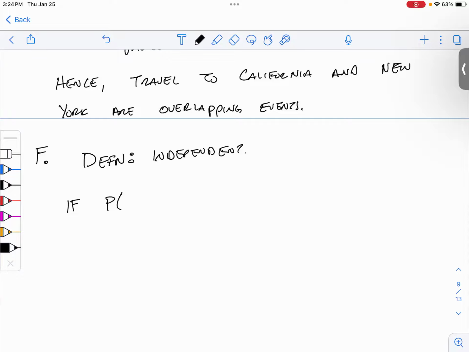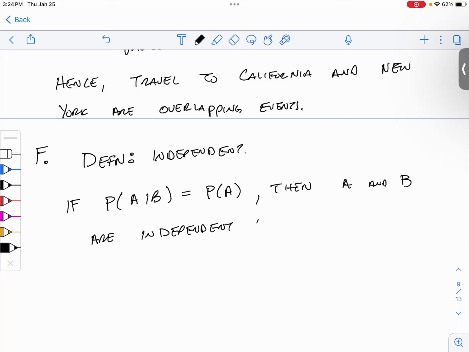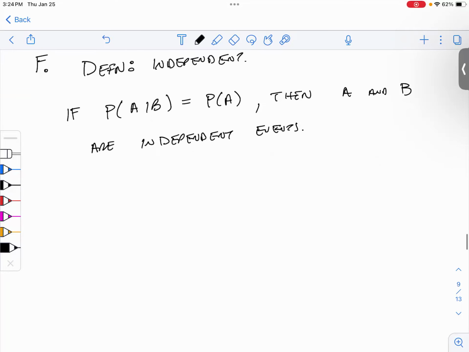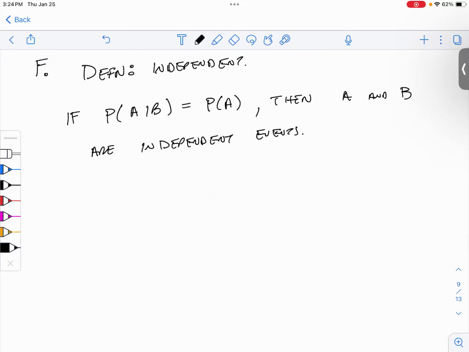If the probability of A given B equals the probability of A, then A and B are independent events. So once again, take the definition and put it into the context of whatever you're dealing with.